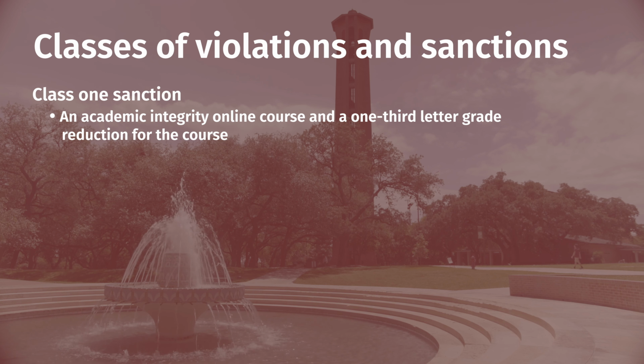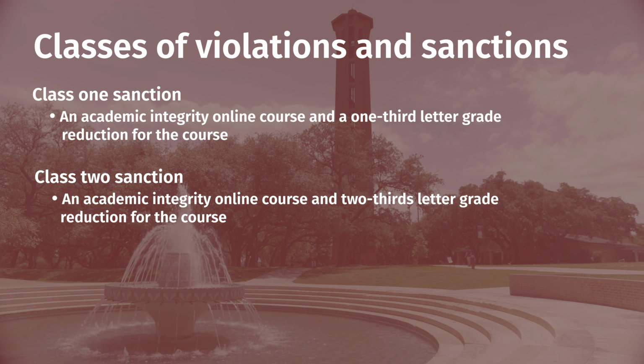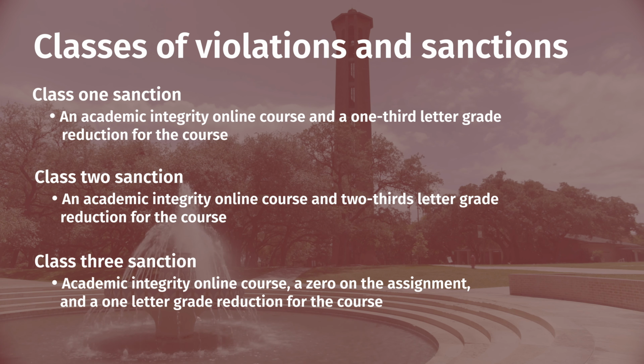Students found in violation of the Honor Code receive 3 types of sanctions, each one determined by the type of violation. Class 1 refers to minor violations. Class 1 sanctions include an academic integrity online course and a 1/3 letter grade reduction for the course. Class 2 refers to substantial violations. Class 2 sanctions include an academic integrity online course and a 2/3 letter grade reduction for the course. Class 3 refers to major violations. Class 3 sanctions include an academic integrity online course, a 0 on the assignment, and a 1 letter grade reduction for the course. If a student pleads responsible, then the letter grade sanctions are reduced.